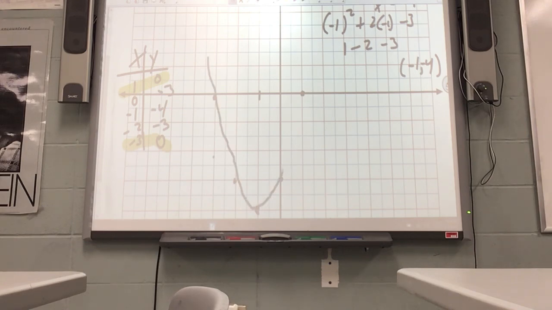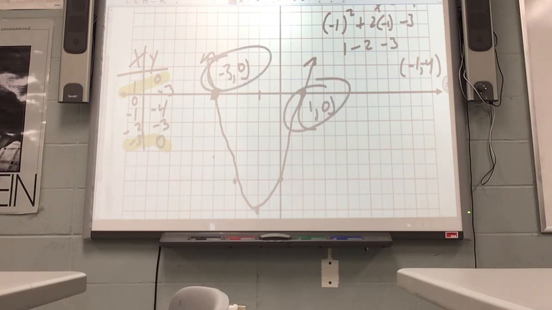Already got that one. 2, 1, 2, 3, and then negative 3, 0. So this time, because the calculator came out on nice whole numbers and we saw it in our table, we didn't have a human error element enough here. So that point where it crossed the x-axis is negative 3, 0. This point where it crossed the x-axis is 1, 0. So those are the two solutions to that quadratic.